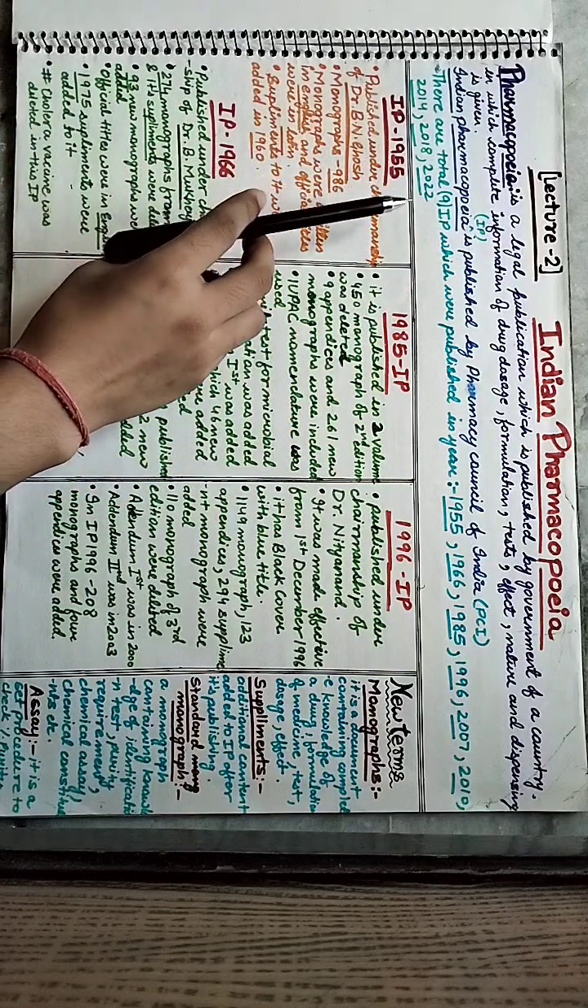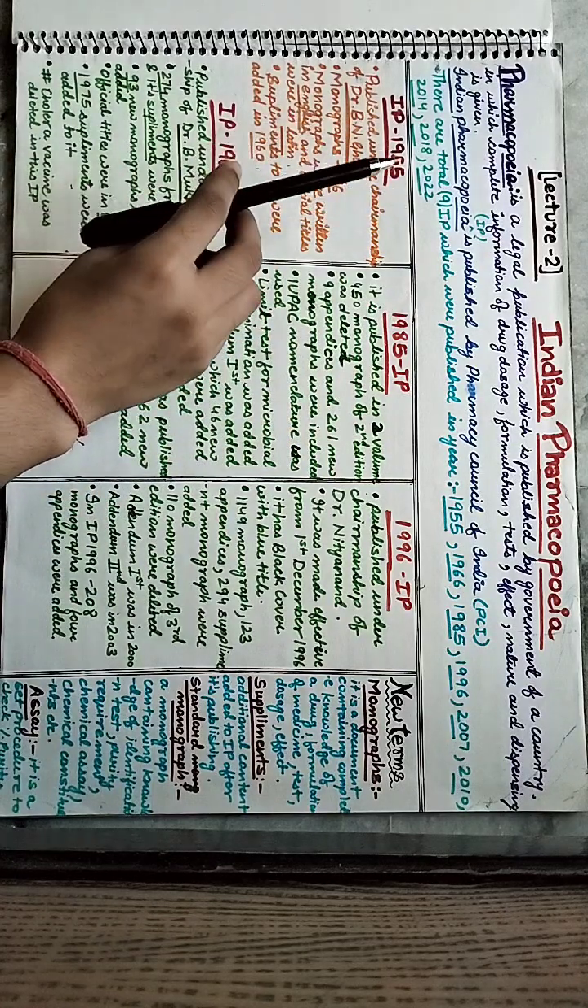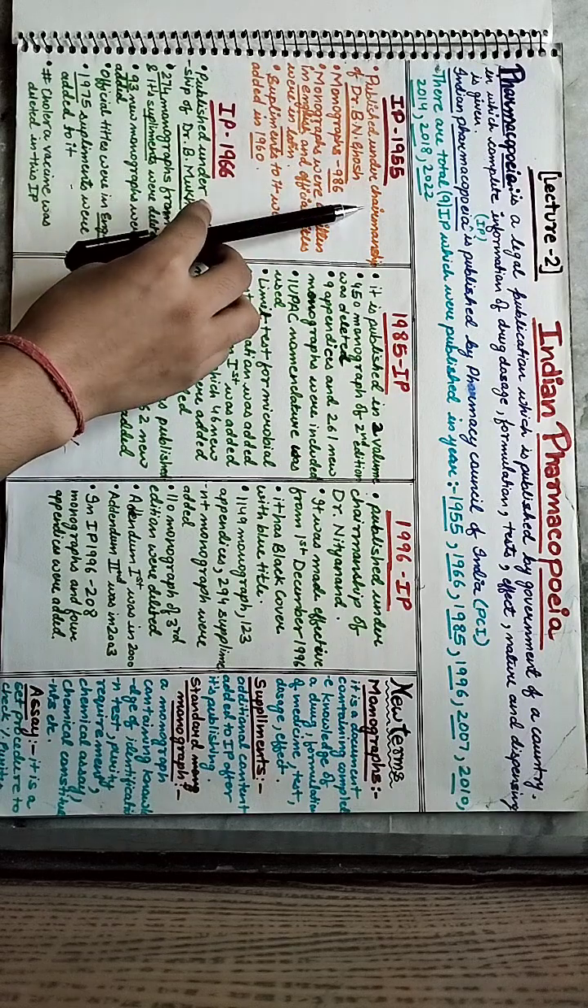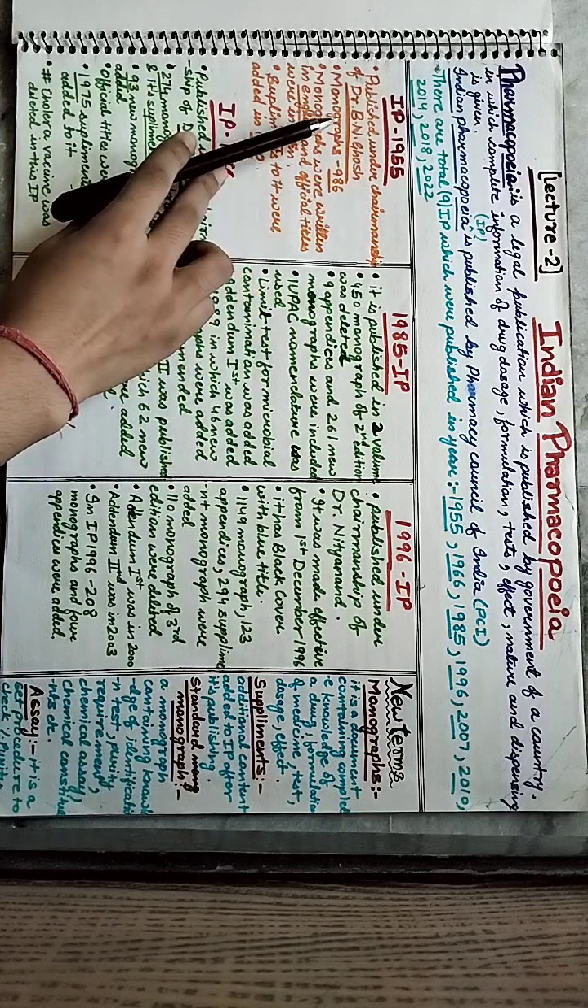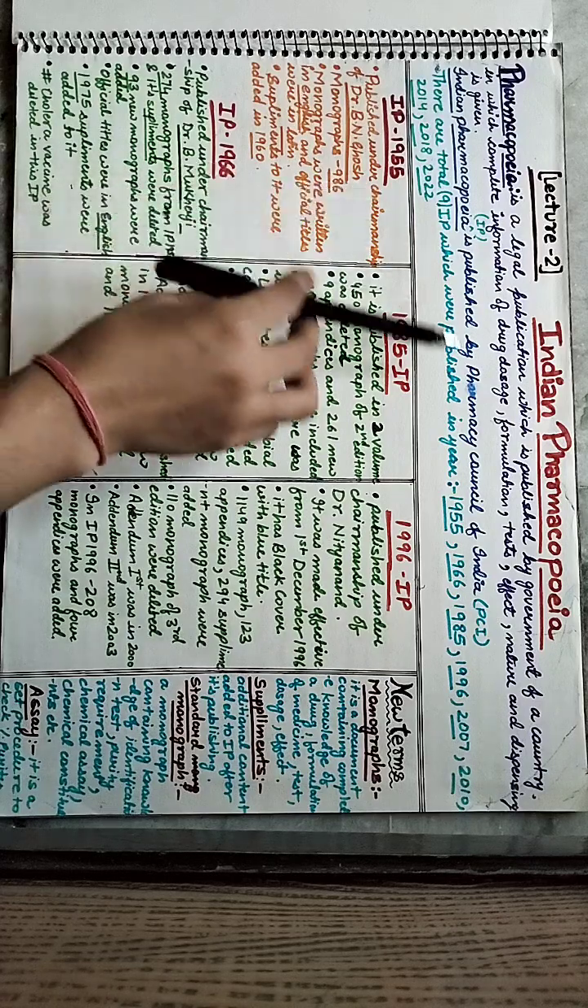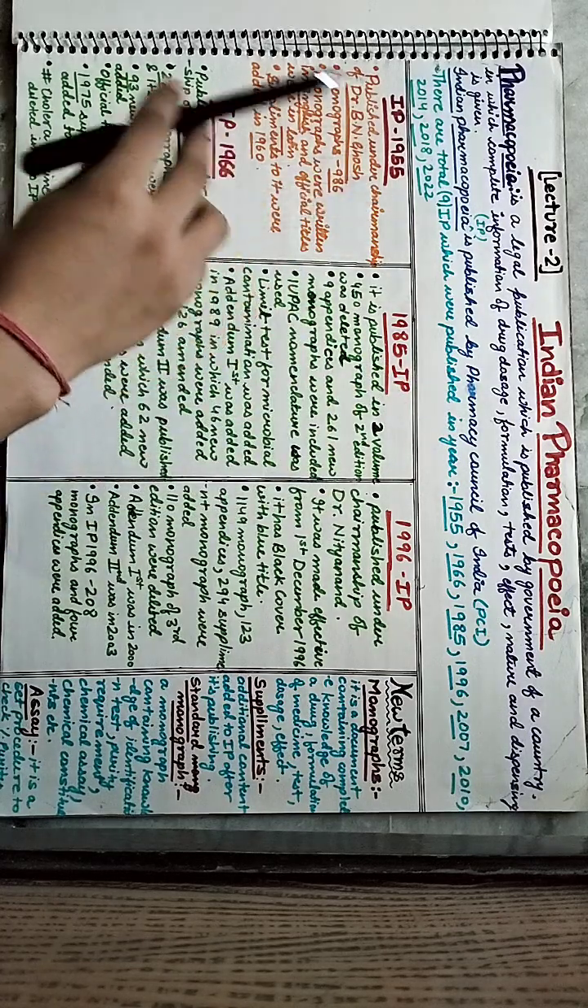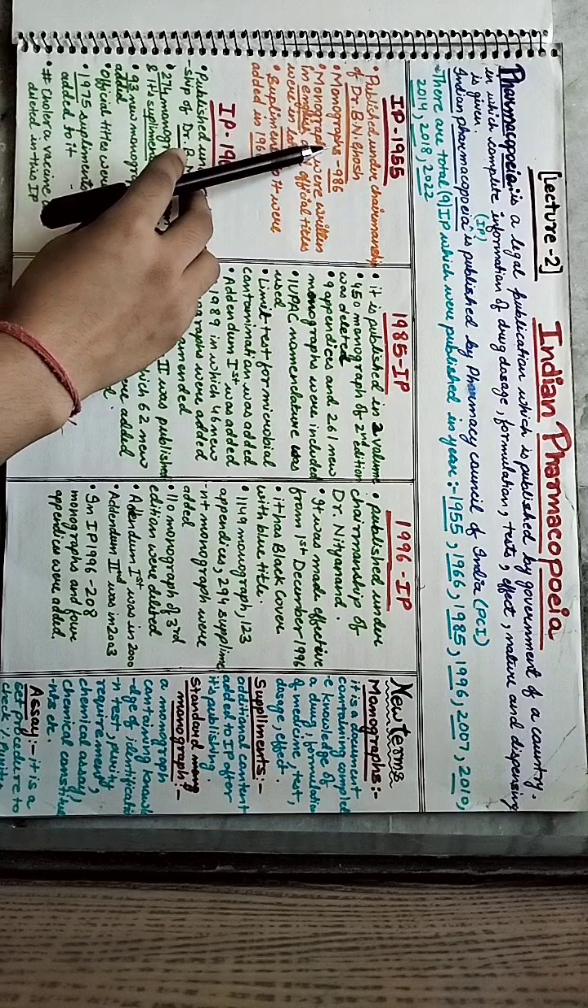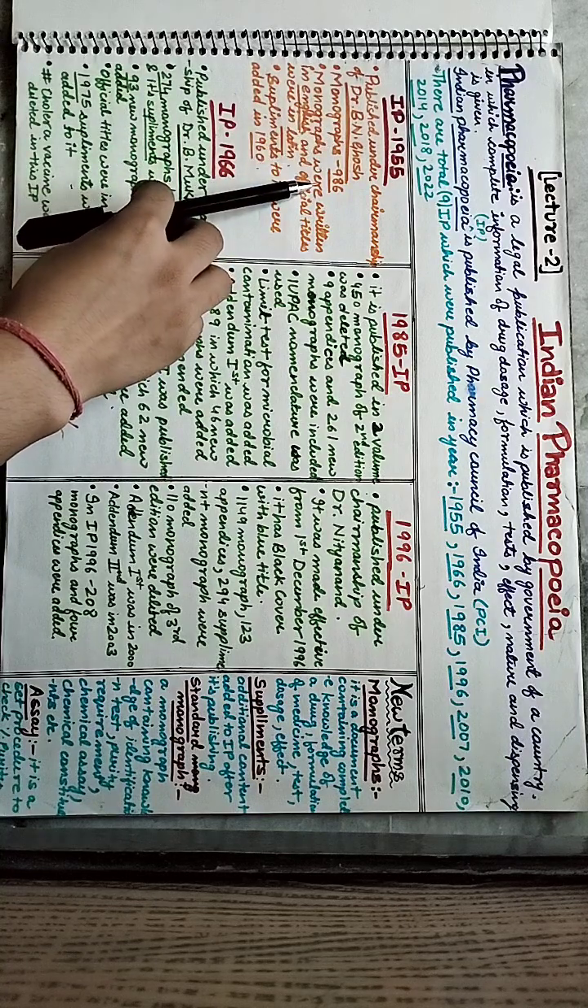So let's start with IP 1955. IP 1955 was published by Chairman Dr. B.N. Ghosh, who was the chairman of the Pharmacy Council of India in 1955. And the monographs in this are 986.